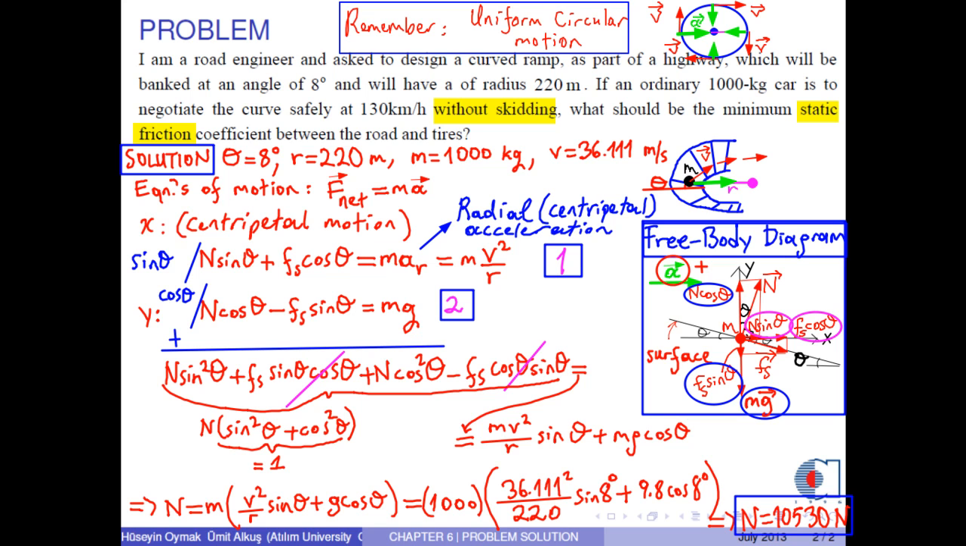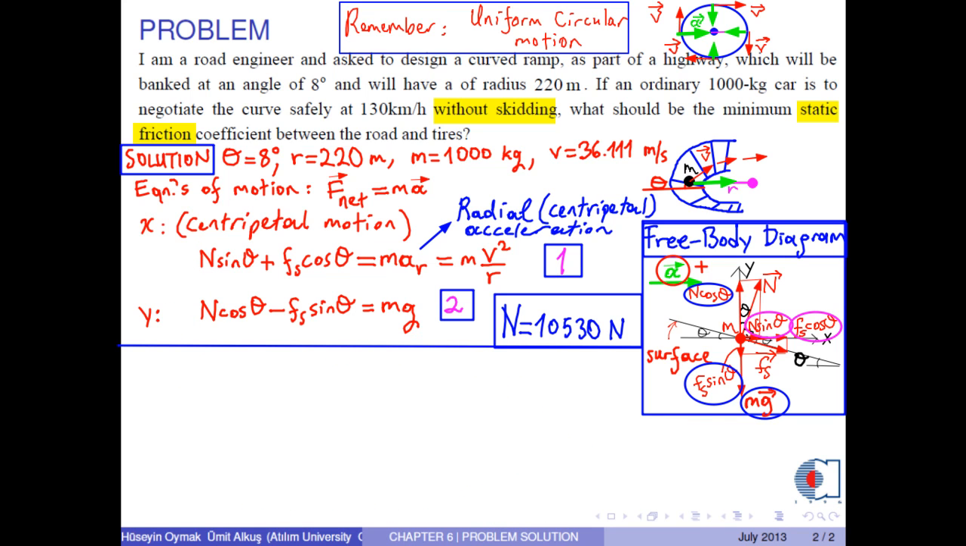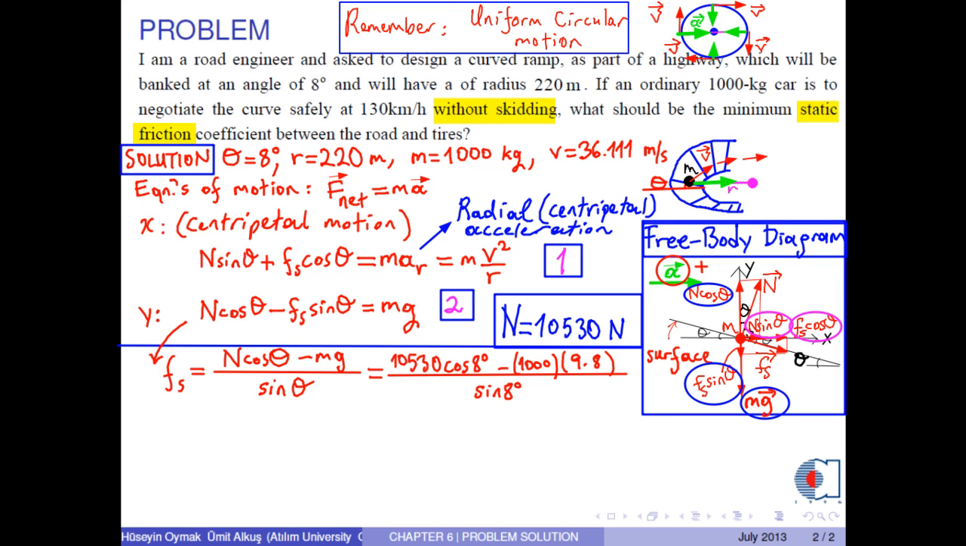After that, using equation 2, we have Fs equals N cosine theta minus m g over sine theta. Now we put the corresponding numerical values into this equation. Then we obtain 4,508.9 newtons.